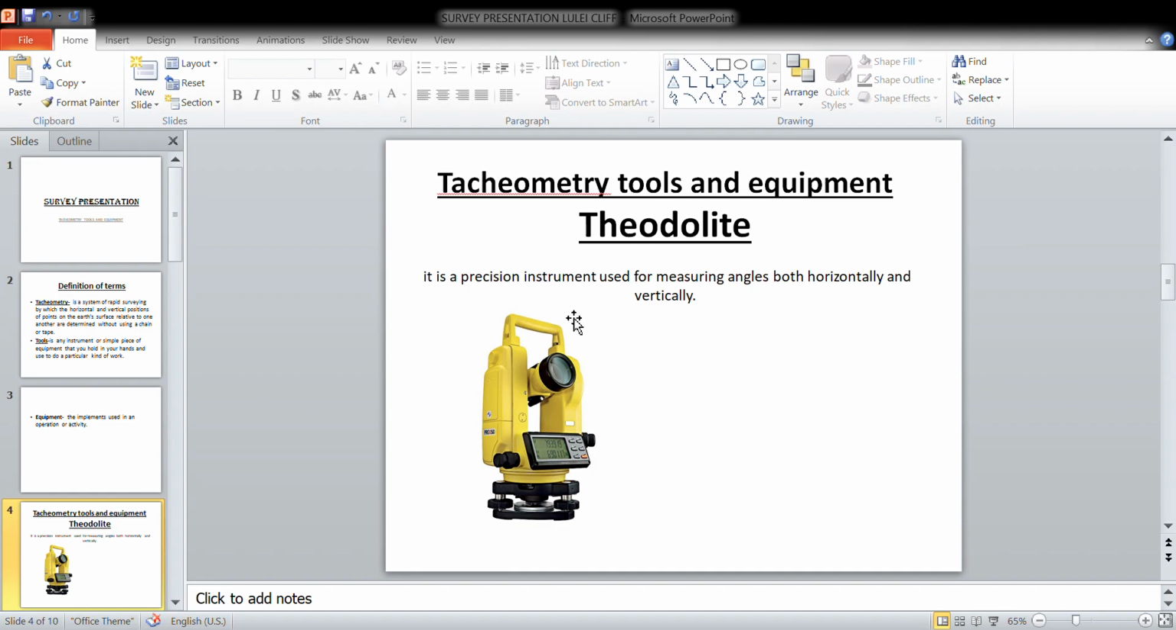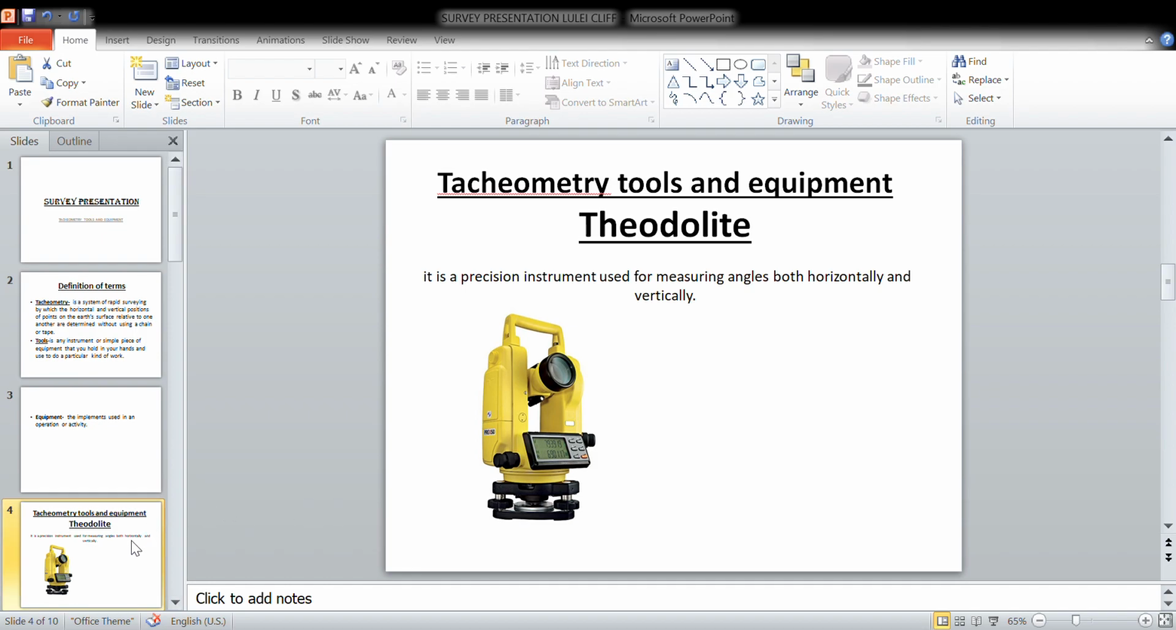Having known the definition of the theodolite, we have some parts of the theodolite, like the lens, the screen, the screws. We have the bottom screws that are used to hold the tripod stand. I think we have understood the function of the theodolite.